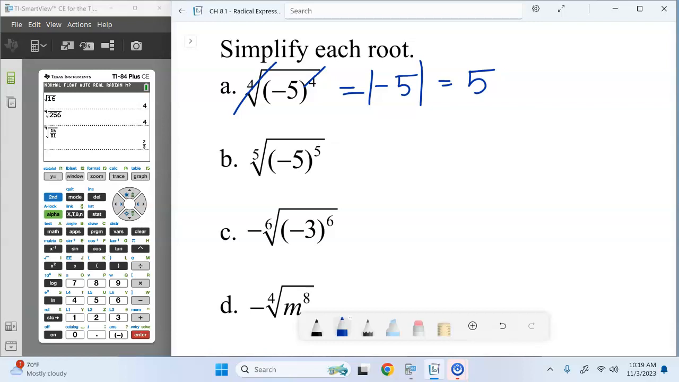B, do they match? Yes. Are they even? No. Do we need absolute value bars? No. So we can just cancel them out. The fifth root of negative 5 to the fifth power is just negative 5.